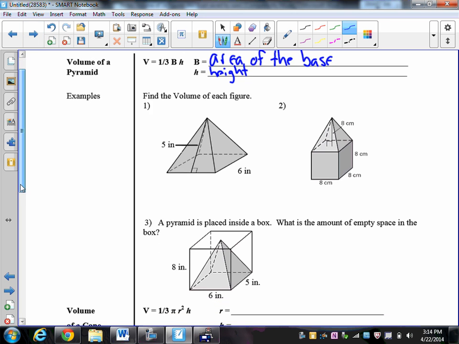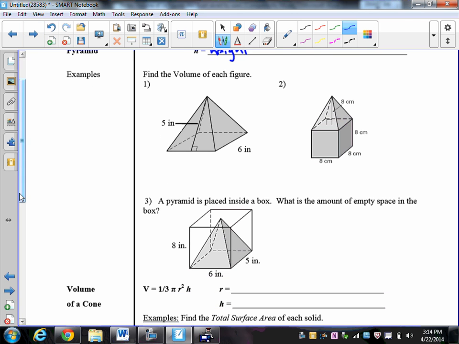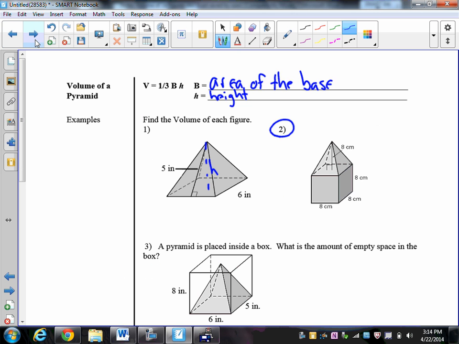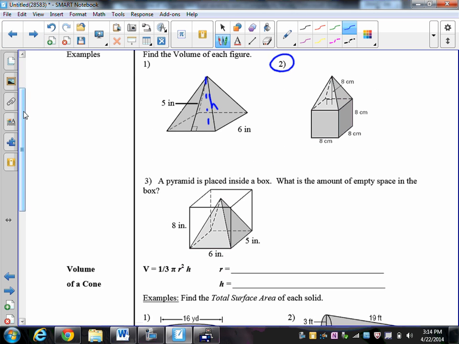So let's do number 2 together, because number 2 is a little bit more complicated. Actually, number 1 might be, because we're not given the height for number 1. You need to find that. So again, I mentioned this on the last video with surface area and volume. You have to be careful that you distinguish the difference between the height and the length. So for volume, we need height. For surface area, we needed length.